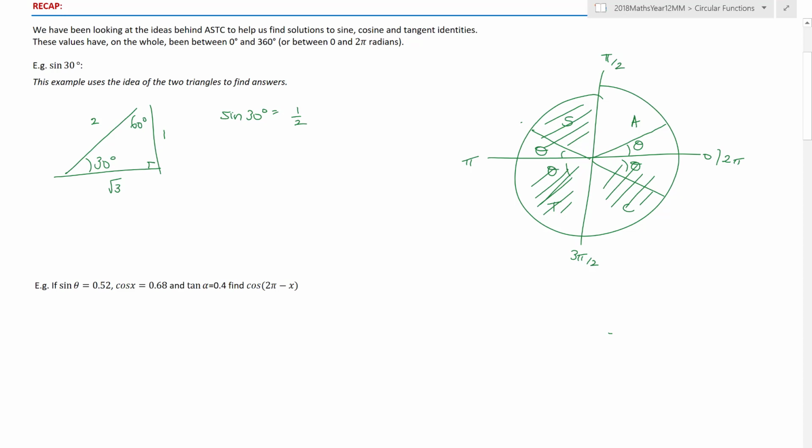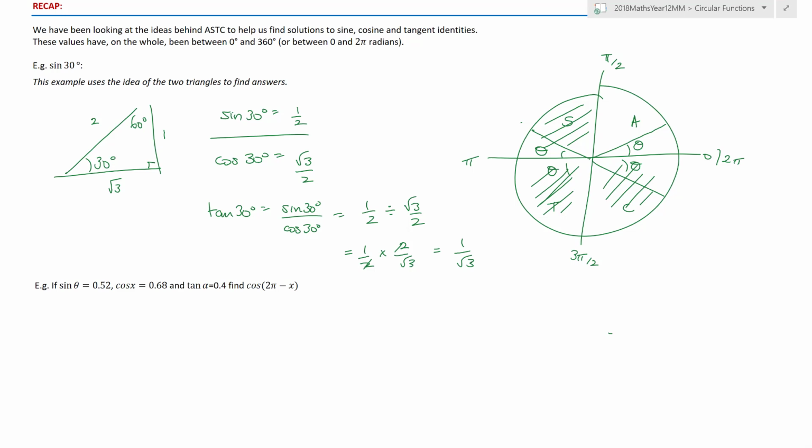Now, once I've drawn that triangle, the rest of it is easy. We've got sine of 30, we already know was a half. So the cosine of 30 degrees would be equal to the adjacent divided by the hypotenuse, which is root 3 on 2. And then the tan of 30 degrees, I just use that fabulous formula: sine of 30 divided by the cosine of 30, which gives me 1 half divided by root 3 on 2. I'm writing it this way so that you can do the keep, change, flip thing and see what I'm doing. So they cancel, which gives me 1 over root 3. That's one way of doing it, or I could have just looked at tan of 30, which is the opposite over the adjacent, and got 1 over root 3 straight away. So that's one way of finding values using this triangle.